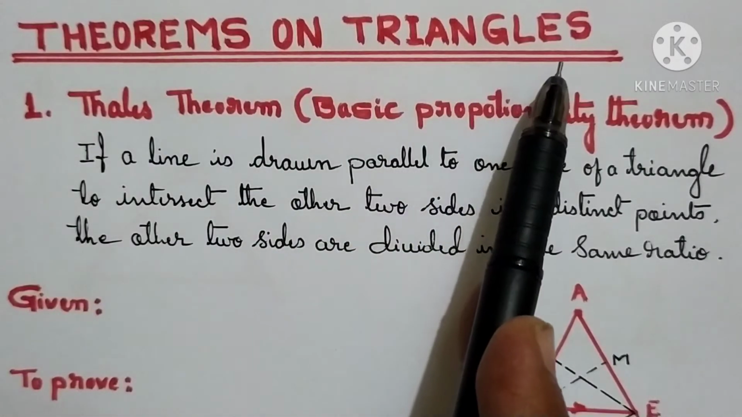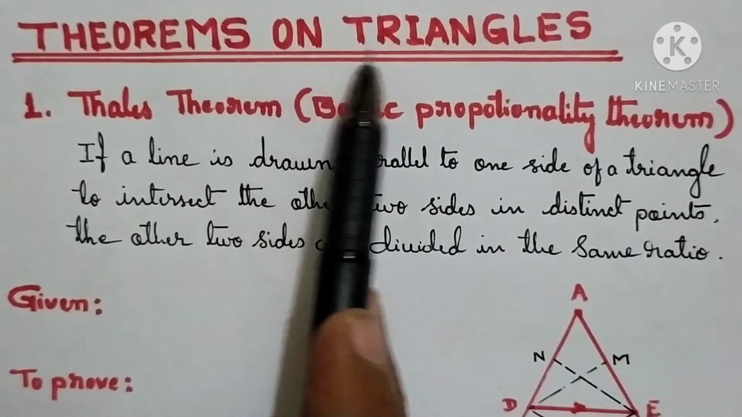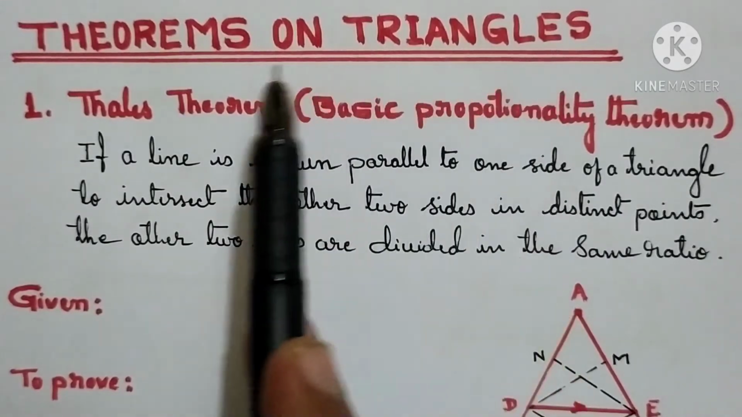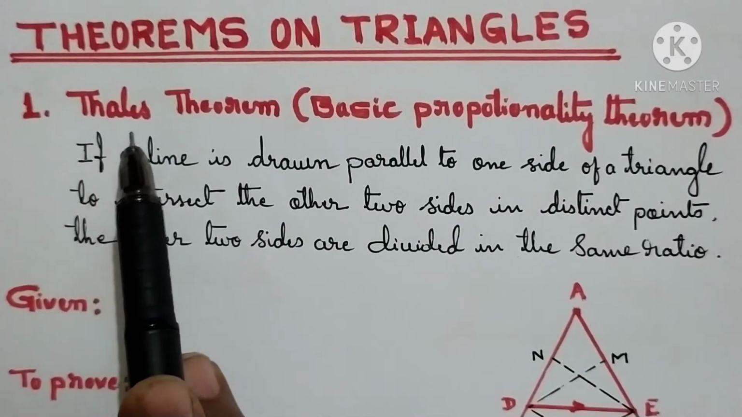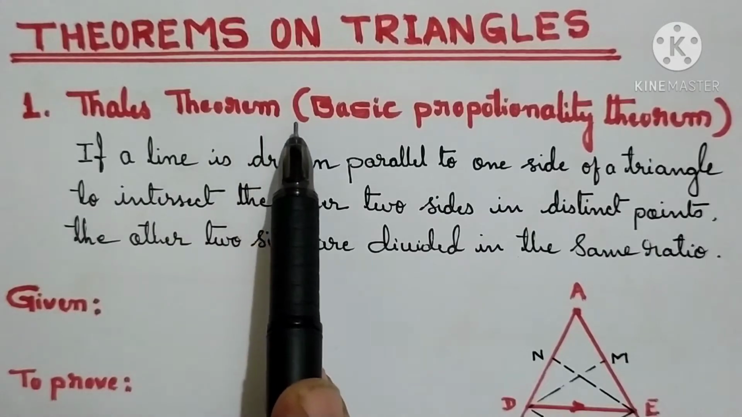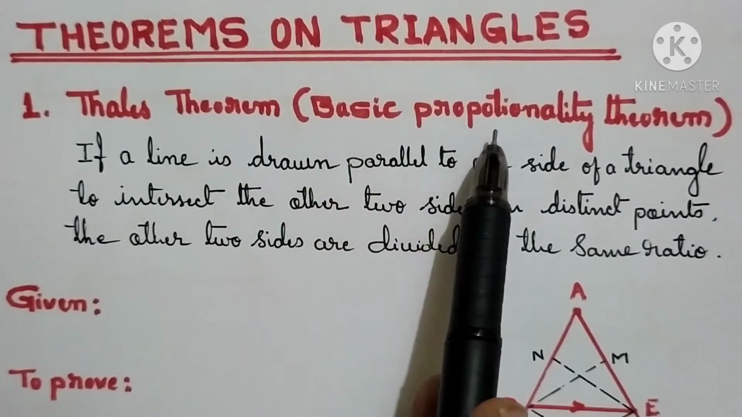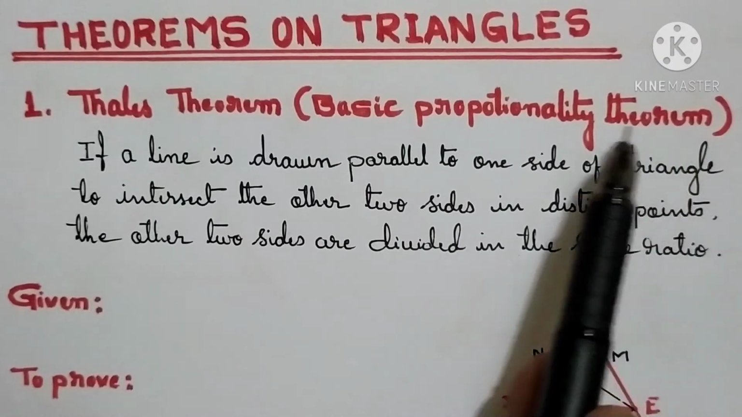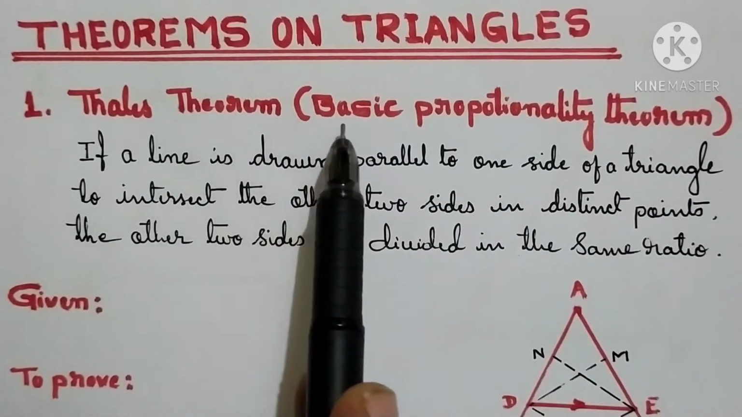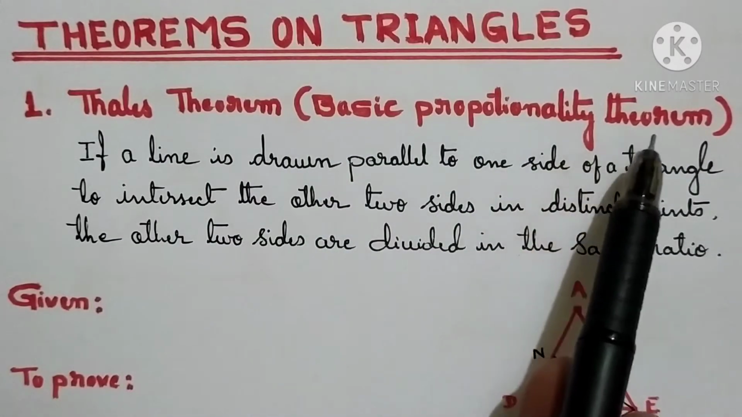Theorems on triangles. First one is Thales theorem, or we can say basic proportionality theorem.